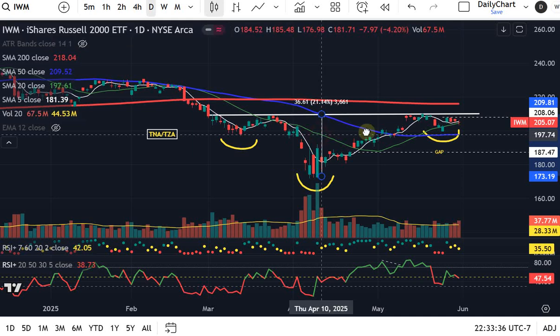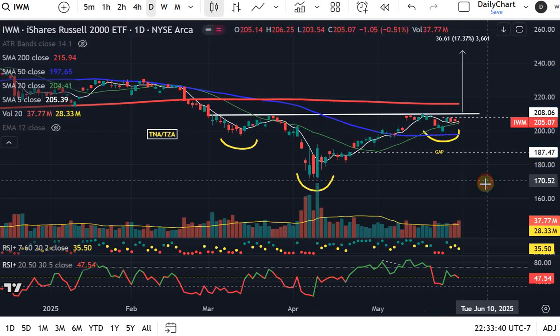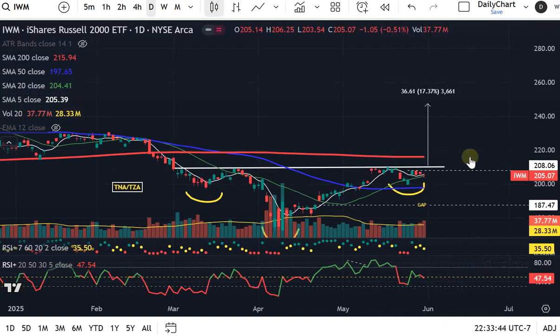Crunch that up, and let's carry this over. Say it's going to be somewhere in this area here. We're looking at approximately a 17% move on this, with a target price around the 247 area.